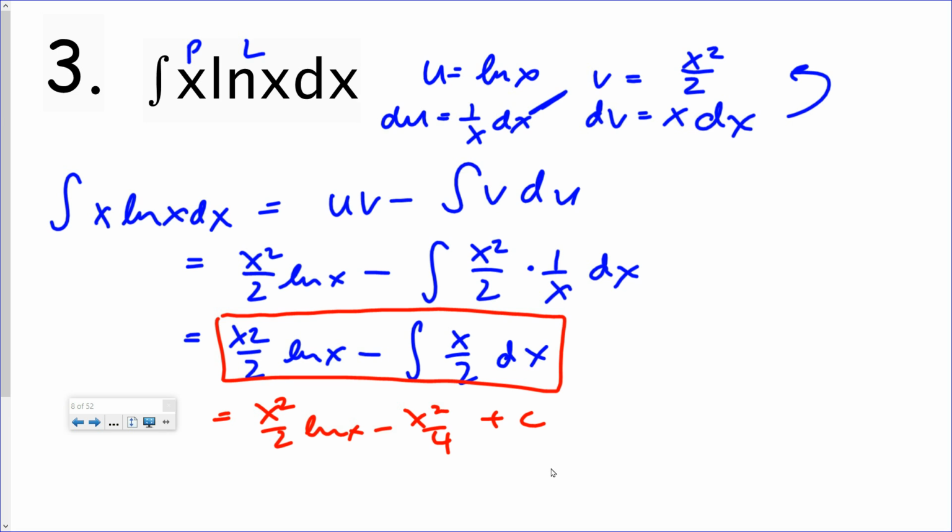Okay? You guys comfortable with that? And for sure, on your test, I think I have a similar problem, but you have some limits here. So make sure that you're comfortable plugging in ln of e, ln of 1, ln of the square root of e. You guys good with that? What's ln of the square root of e? Make sure you know how to plug in limits.